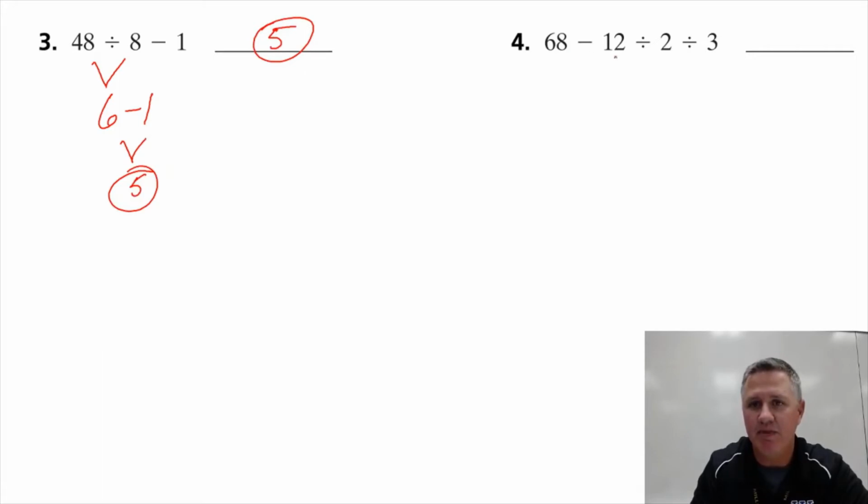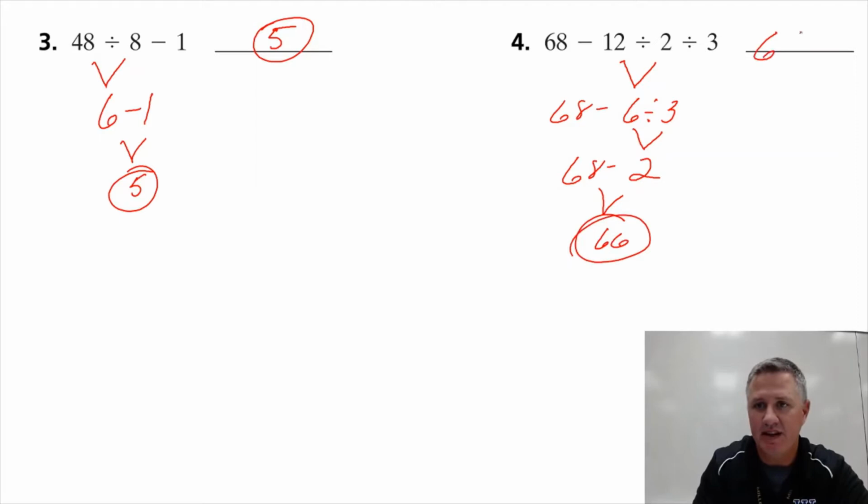Next, 68 minus 12 divided by 2 divided by 3. We're going to go in order, right? So we're going to start with the first division problem. 12 divided by 2 is 6. I'm going to rewrite everything, right? And then 6 divided by 3. Again, very tempting to want to do that, but that doesn't come next. And finally, 68 minus 2 is 66. That is the answer there.